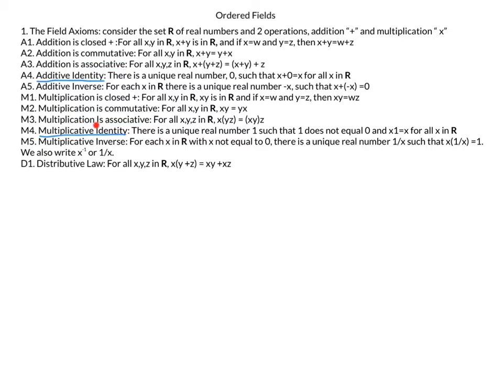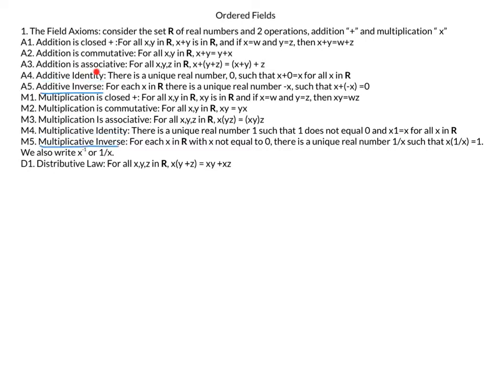Both addition and multiplication have an identity element. The additive identity, also called 0, is a unique real number 0 such that x plus 0 is equal to x. The multiplicative identity, also called unity, is a unique real number called 1 such that 1 does not equal 0 and x times 1 is equal to x for all x in R, for all real numbers.